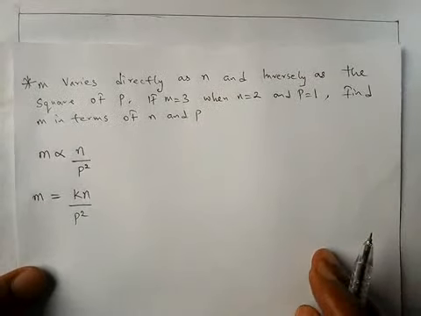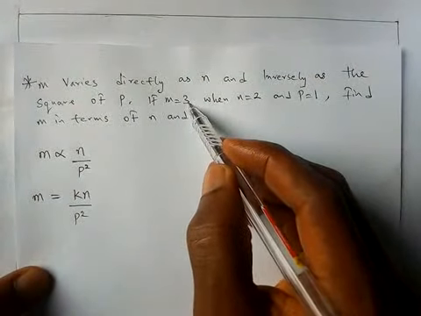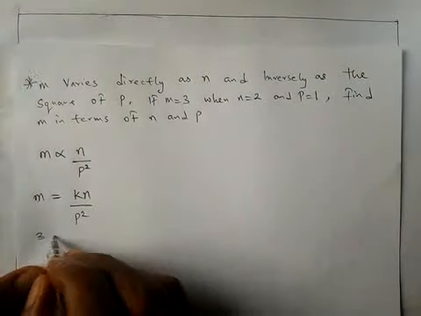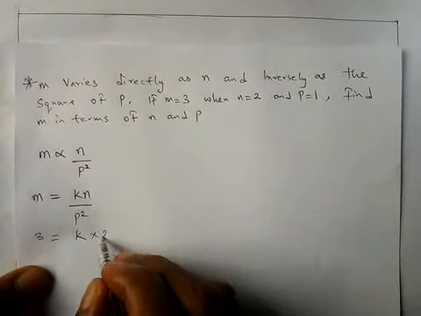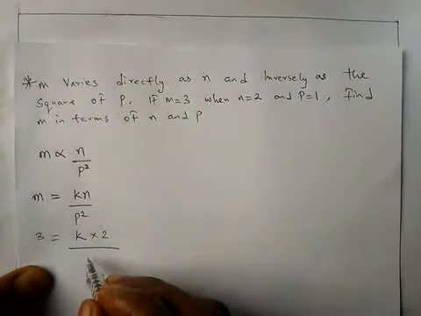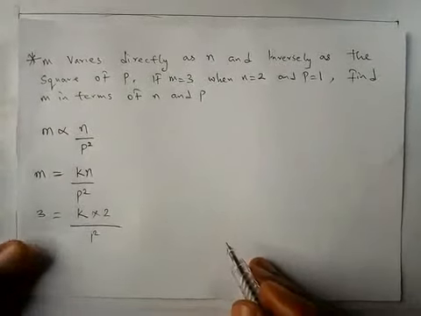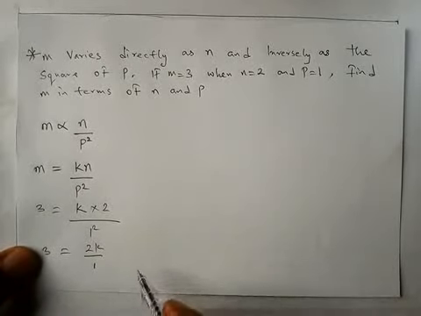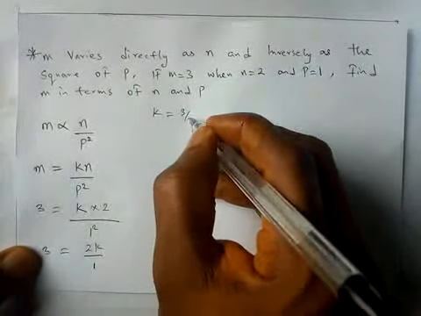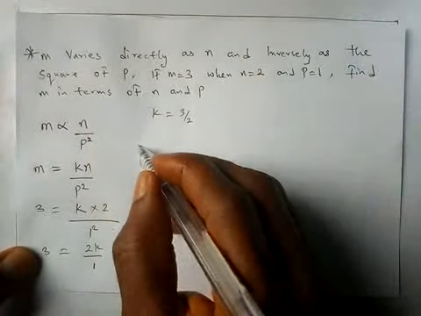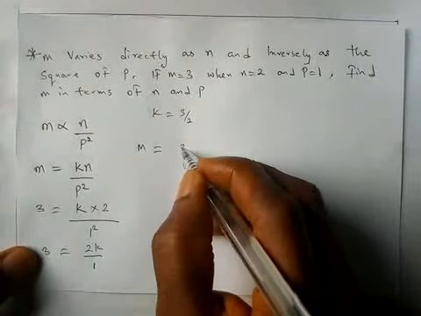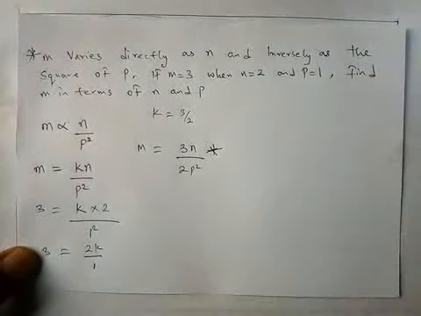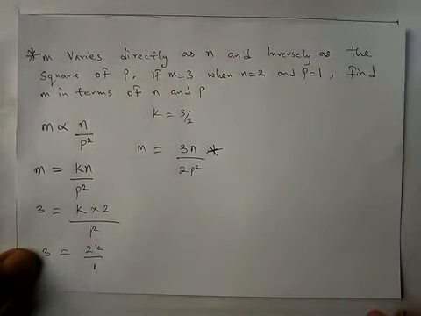Now when m is 3, n is 2, p is 1, we'll be able to get k. So 3 is equal to k times 2 over 1 squared, and 1 squared is still 1. So you have 3 is equal to 2k over 1, and from here you see that k is equal to 3 over 2. So it means m is equal to, in place of k, I'll put 3 over 2, n over p squared. That's the relationship. That's how they relate.